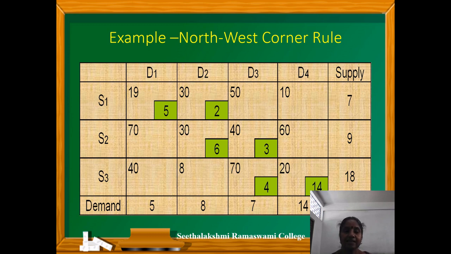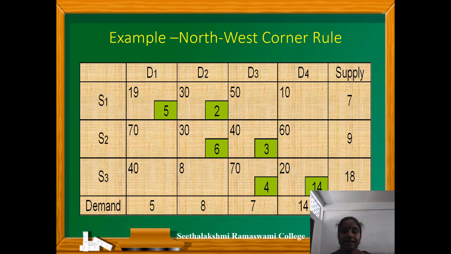So minimum of 5, 7, that is 5, was allocated in cell 1 1. Remaining value 2 is available in the first row. So in the cell 1 2, next allocation is the remaining value 2 and the second column demand 8. So minimum of 2, 8 is 2, that is allocated in cell 1 2. Now first row is fully satisfied, but in the second column remaining 6 is available. So we have to allocate that 6, minimum of 6 and 9. 6 is allocated in cell 2 2.